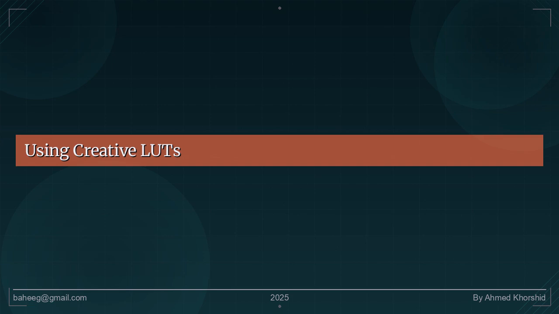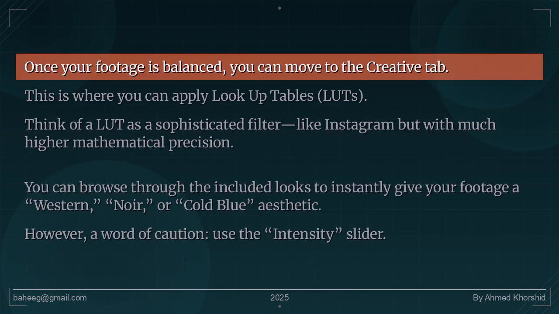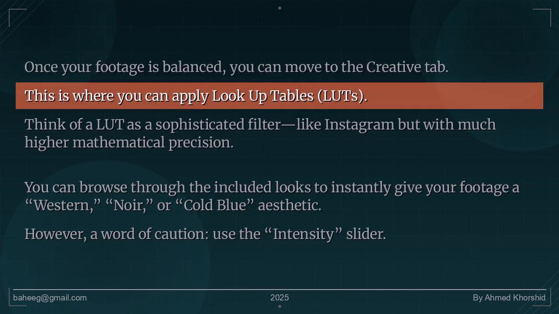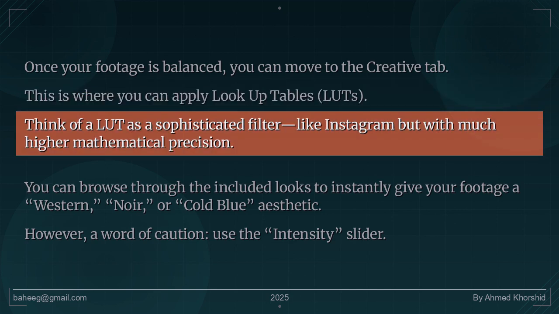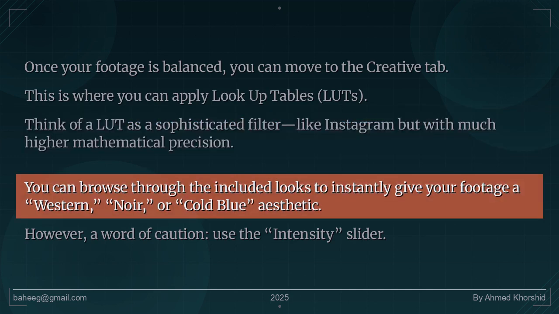Using creative LUTs. Once your footage is balanced, you can move to the Creative tab. This is where you can apply lookup tables, LUTs. Think of a LUT as a sophisticated filter like Instagram, but with much higher mathematical precision. You can browse through the included looks to instantly give your footage a western, noir, or cold blue aesthetic.